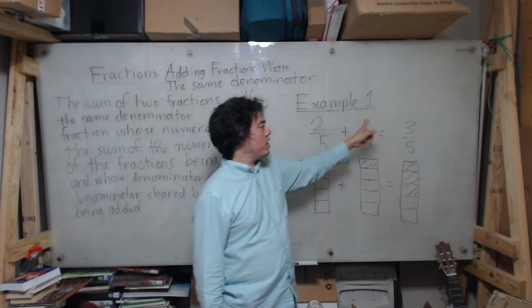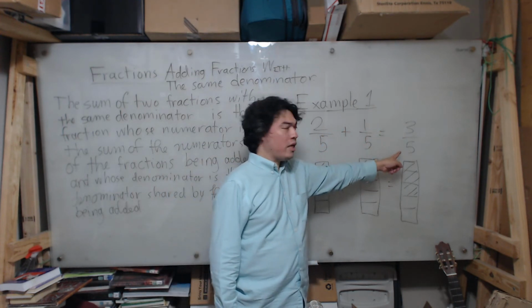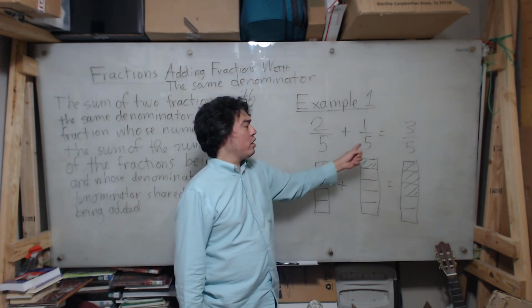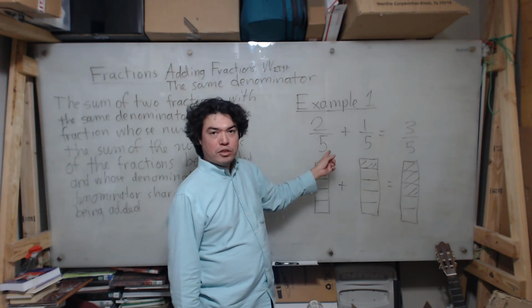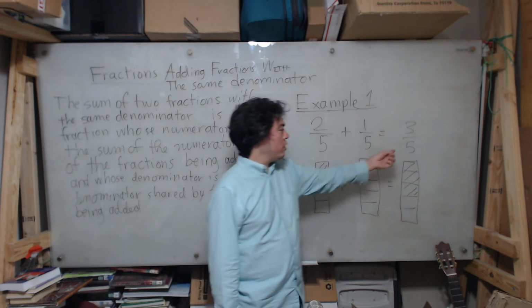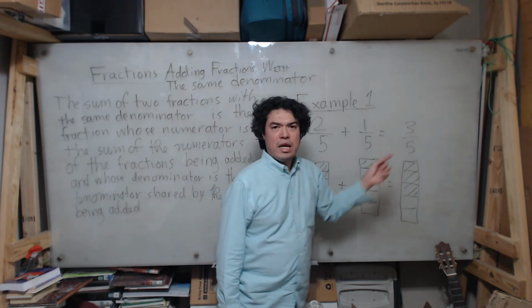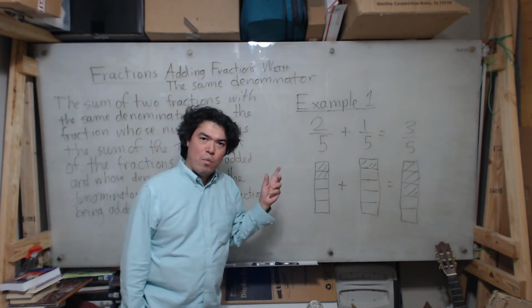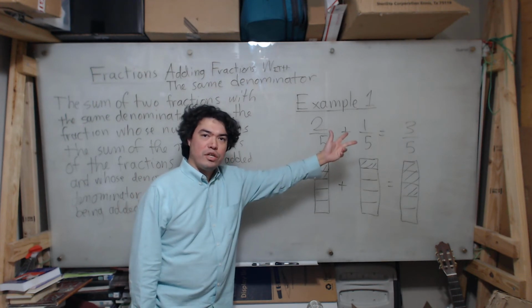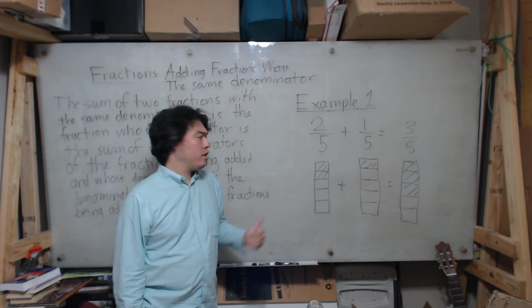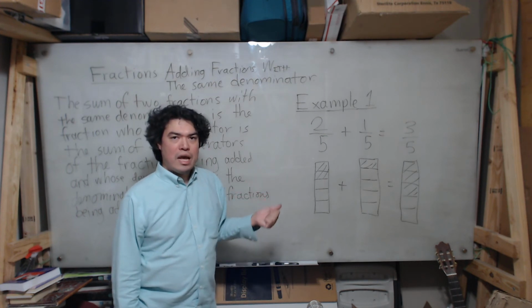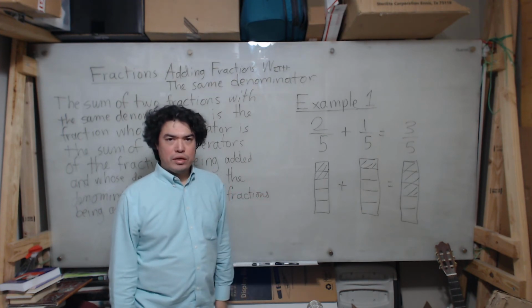So 2 plus 1 is 3. And whose denominator is the denominator shared by the fractions being added. What denominator is shared by the fractions being added? 5. Therefore, it's 3/5. And if you noticed right there, what I did was I walked through the addition of this fraction verbally with the same words that I used in this verbal description. And that's the same way I want you guys to do it.